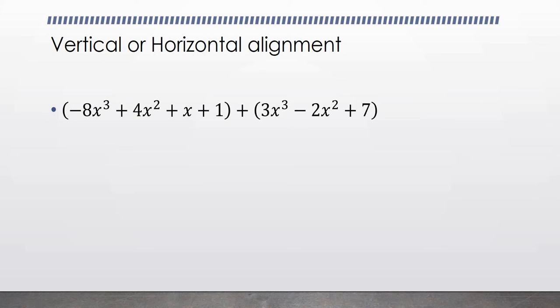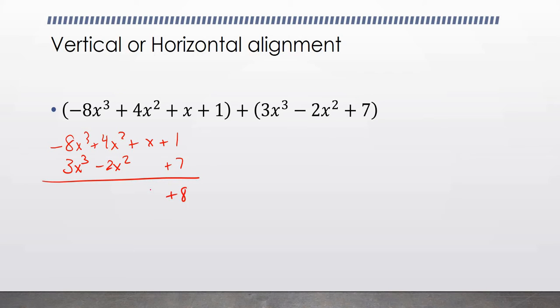So, vertical or horizontal alignment. We're going to do this two different ways. The first is vertical. So I'm going to line these up and make sure that the like terms are on top of each other. So I'm going to put the minus 2x squared. There's no x term in this one, so I'm going to skip over that spot. And then I'm just going to add positive 8 plus x. 4 minus 2 is 2x squared. That's positive. And negative 8 plus 3 is negative 5x cubed.